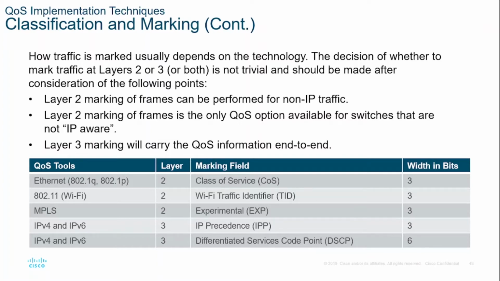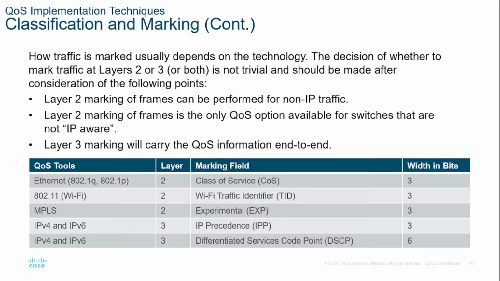The traffic marking for QoS, using the following table, the QoS tools. For layer 2, Ethernet 802.1Q, 802.1p.